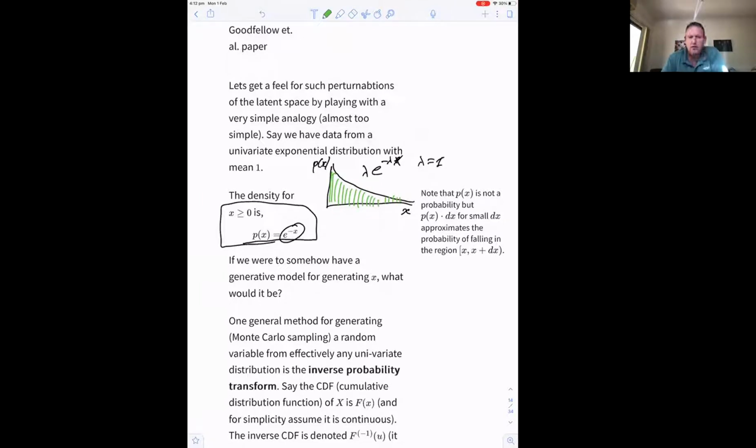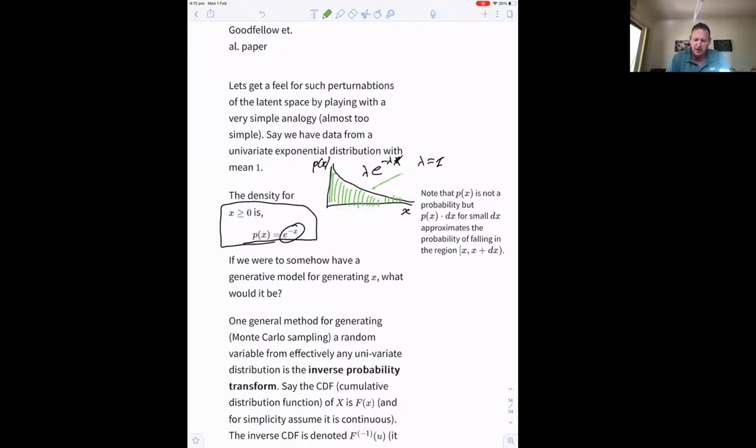So what if you wanted a generative model for this data? One way of doing it is to estimate this probability distribution or do kernel density estimation. But no, we want to follow the same approach as in generative adversarial networks. We just want an algorithm for that.